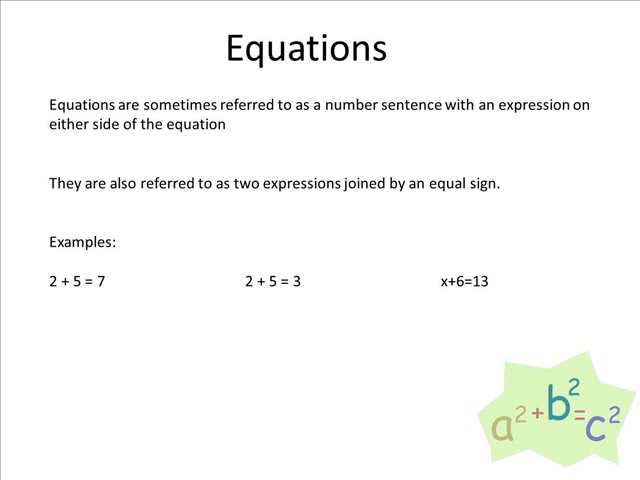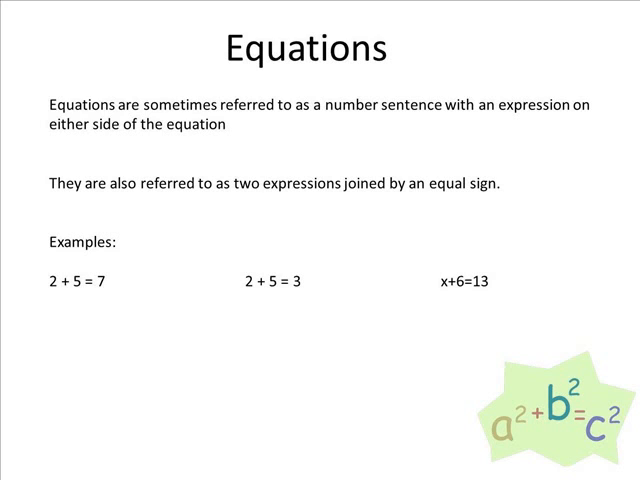Equations are sometimes referred to as a number sentence with an expression on either side of the equation. Equations are different from expressions in that expressions do not have an equal sign. Another difference between an equation and an expression is that we solve an equation, but we evaluate an expression. Equations are also referred to as two expressions joined by an equal sign.